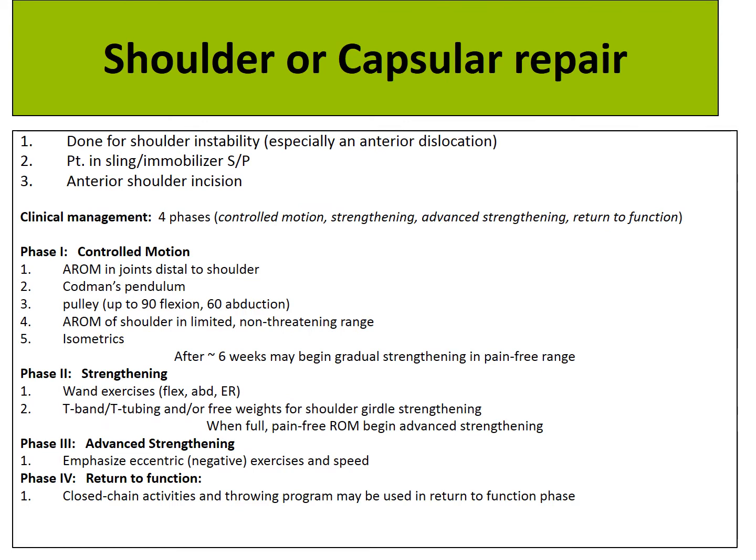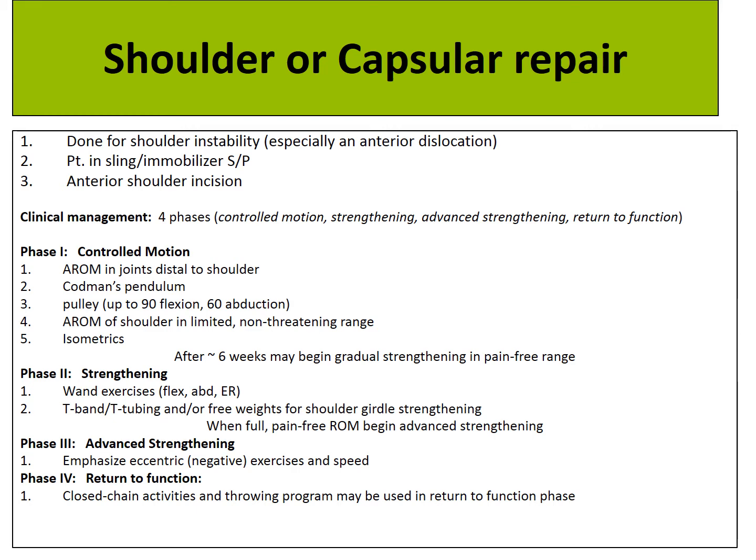Shoulder capsular surgery repair is a surgical intervention for an unstable shoulder, usually occurring after dislocation, as stated in the previous slide. If this has occurred, our patient is going to be immobilized in a sling. The clinical management of this condition is often divided into 4 phases: controlled motion, strengthening, advanced strengthening, and return to function.